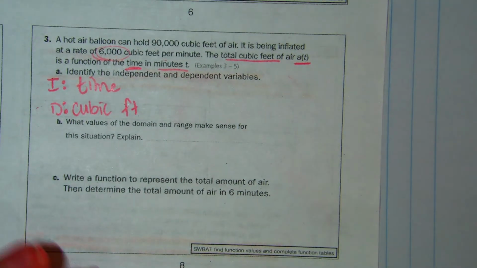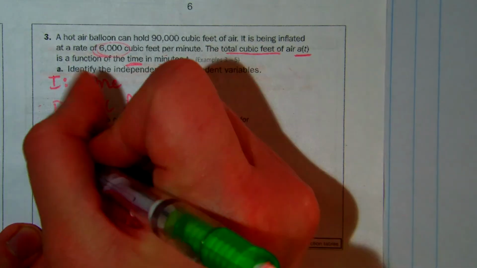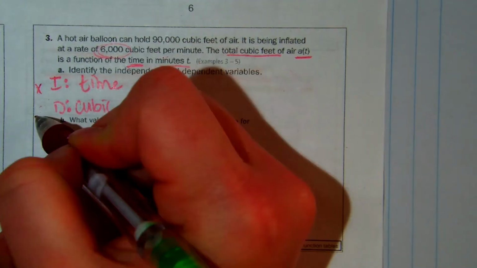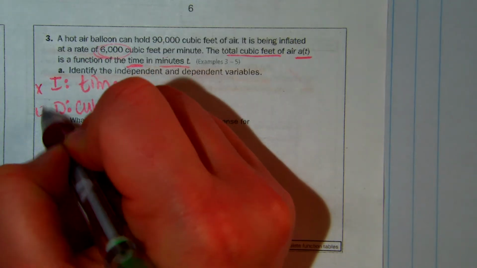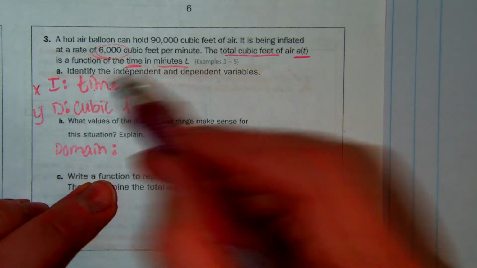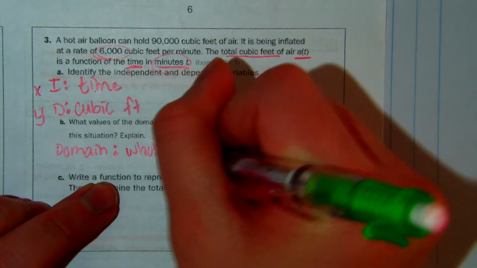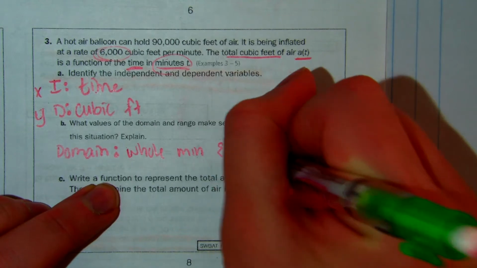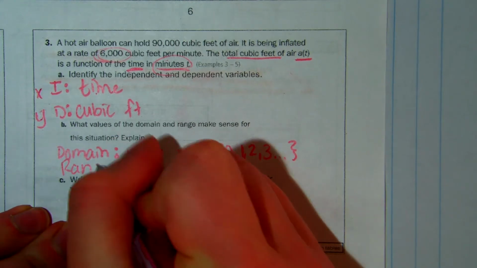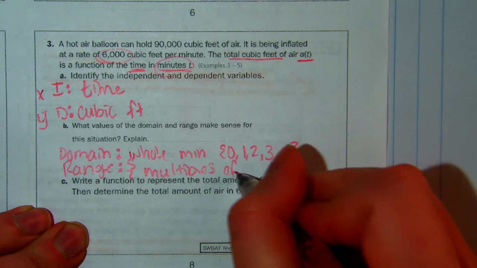What values of the domain and range make sense? Well, we talk about domain being our x values or our independent, and our y being our dependent. The domain is our time. We're talking about minutes here, so we need to have whole minutes, or we could talk about 0 minutes, 1, 2, 3. They're not doing half minutes. If they were, they tell us. And the range has to be in multiples of the slope, which happens to be 6,000.